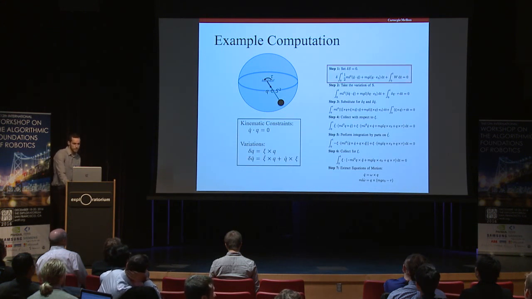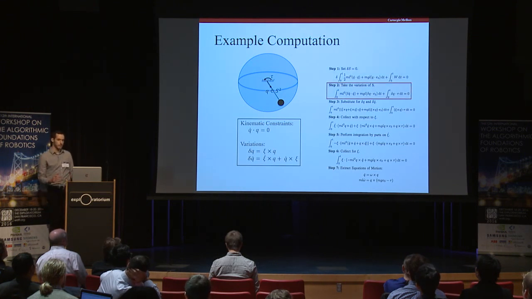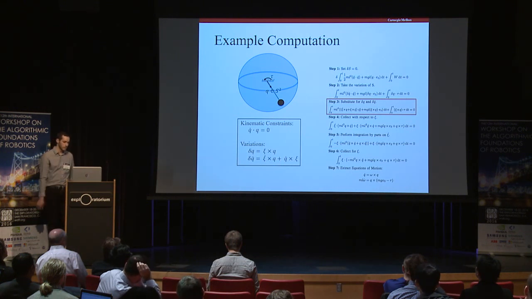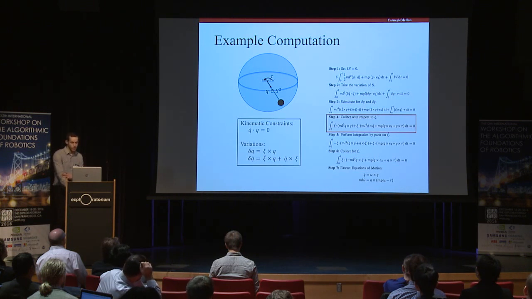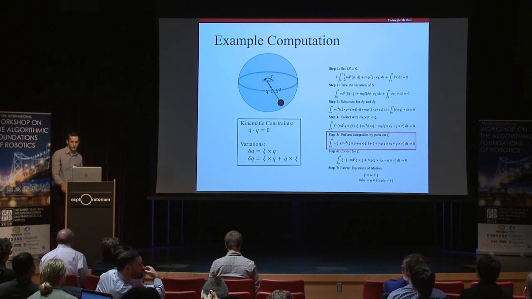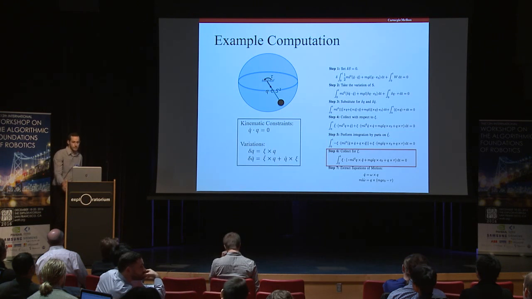So I'll walk through this computation. We're going to take the variation of the action integral and set it to 0. In step 2, we apply this variation inside the action integral. In step 3, we substitute this variational knowledge of how our dynamics evolve on the manifold into the action integral. Now we're going to collect with respect to this generalized vector. We have terms in this generalized vector z and its derivative, so we want everything in just terms of z. So we perform integration by parts on those terms, and finally, we're able to collect everything with respect to this generalized vector.